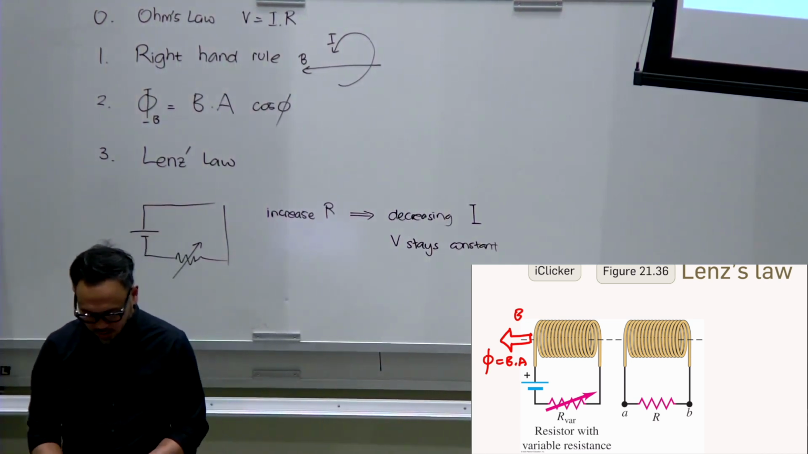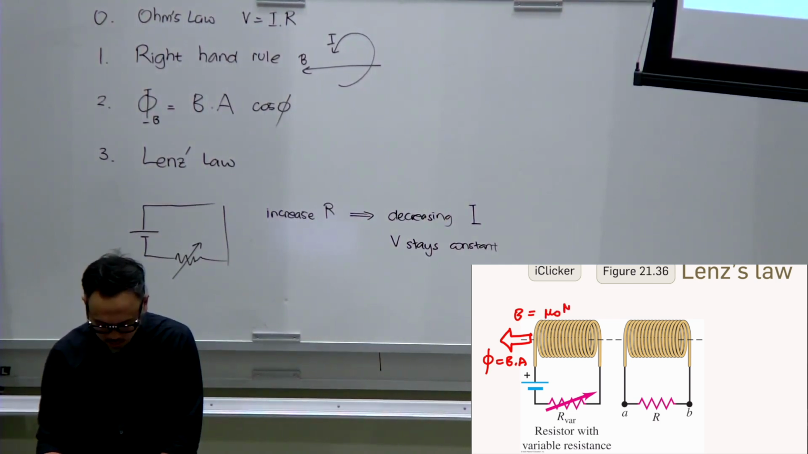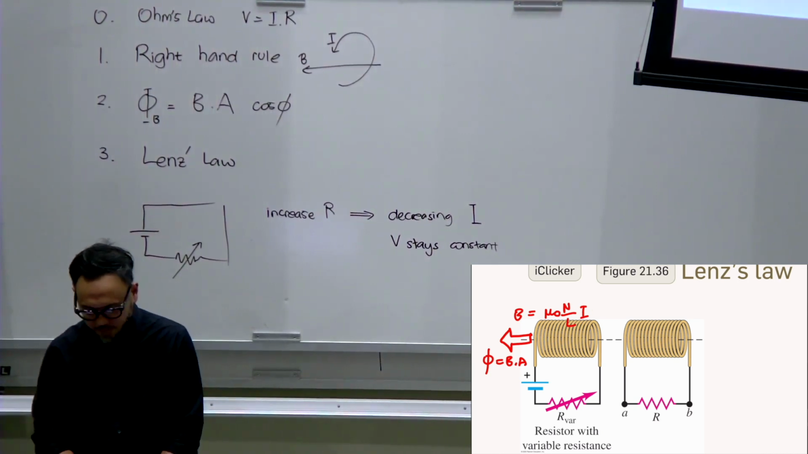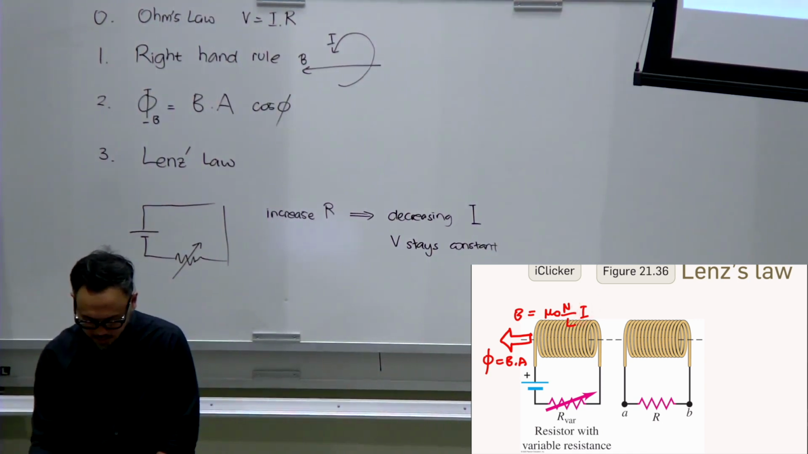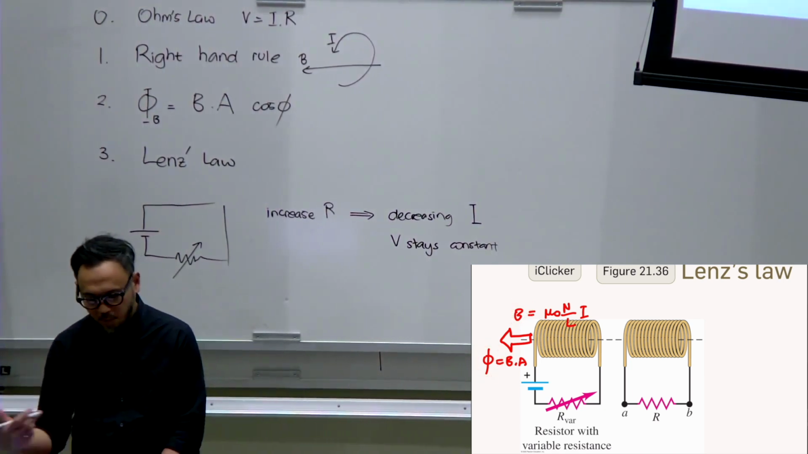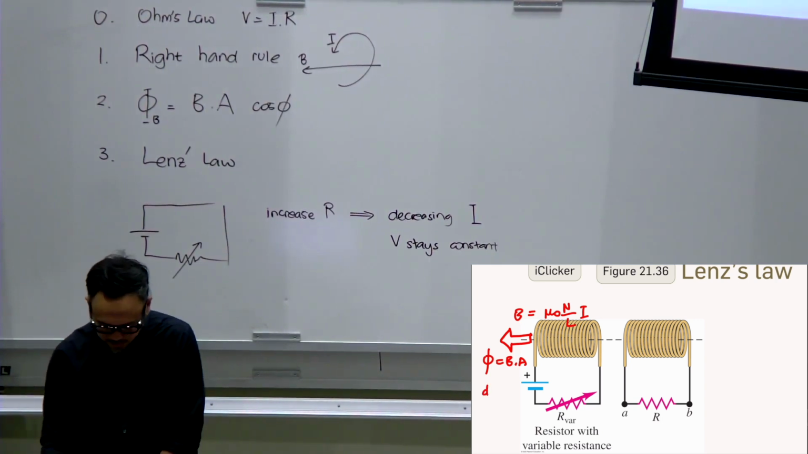So if we decrease the resistance, the current will decrease. So B here is actually mu naught N divided by L times I. So if we increase the resistance, the current will decrease, and B will decrease, and flux will also decrease. And the flux still points to the left. It decreases.